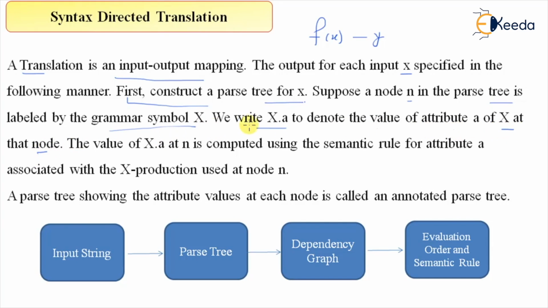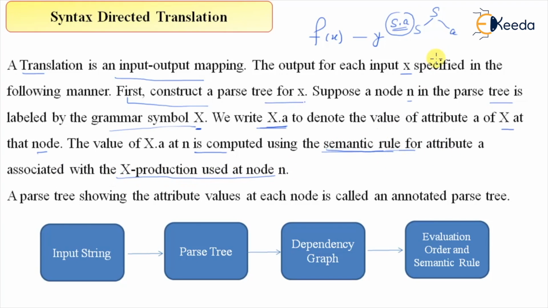So we construct the parse tree, and suppose a node n in the parse tree is labeled by the grammar symbol x. We write x.a to denote the value of the attribute at that node. The value x.a at n is computed by using semantic rules. For example, if I write s.a, that represents the attribute value. And how will it be calculated? It is calculated by the semantic rule for the attribute associated with the production in use.